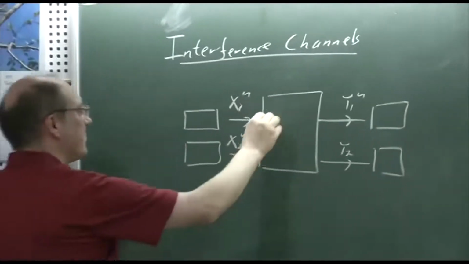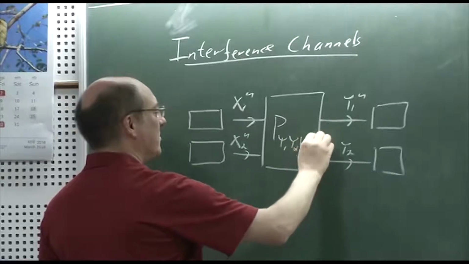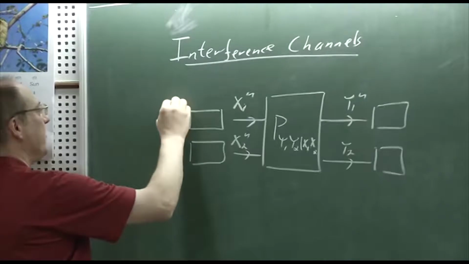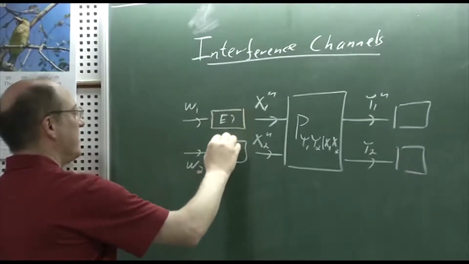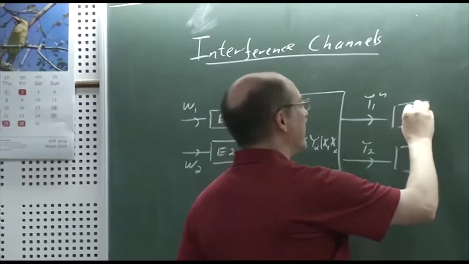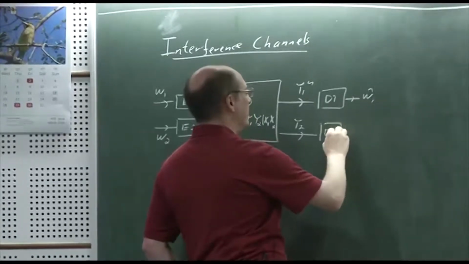And as usual, we're writing these channels as conditional probability distributions, y1, y2, given x1, x2. And there's 2 messages being sent by encoder 1 and encoder 2, and they're destined separately for decoder 1 and decoder 2.